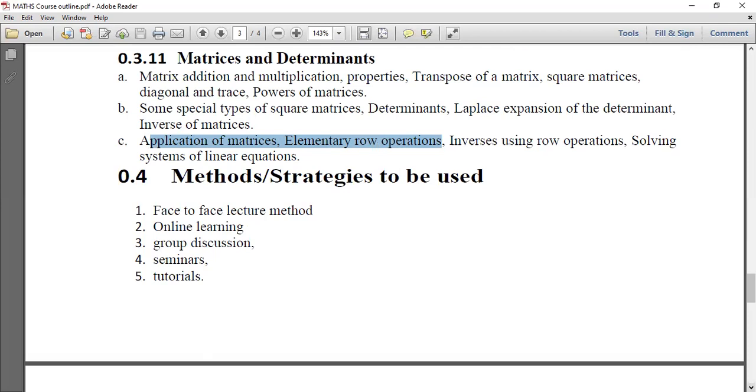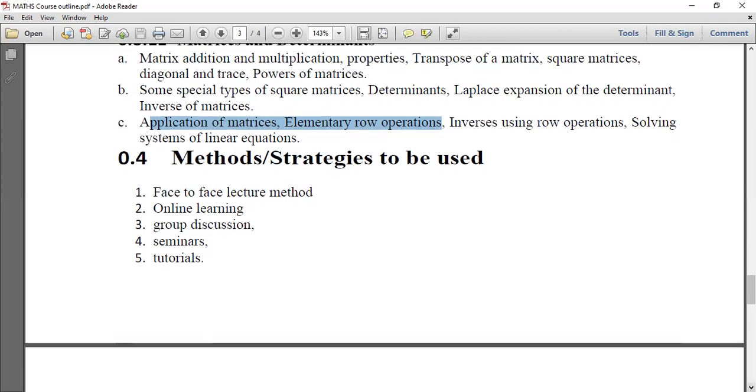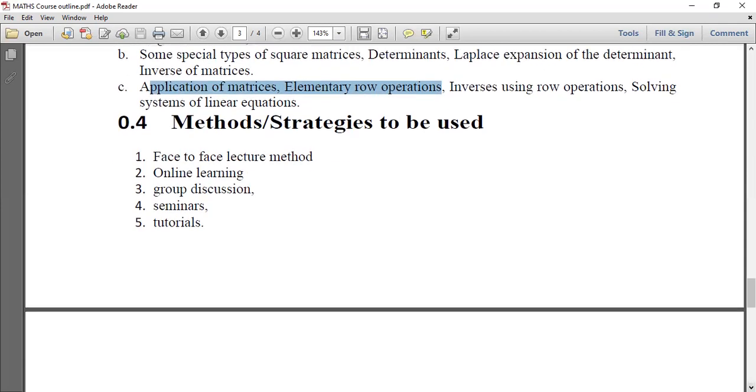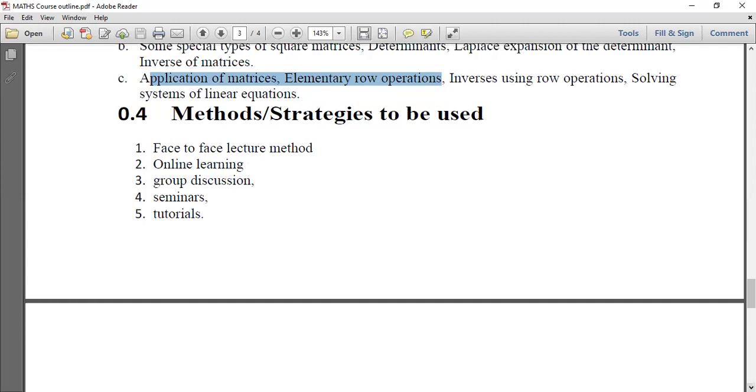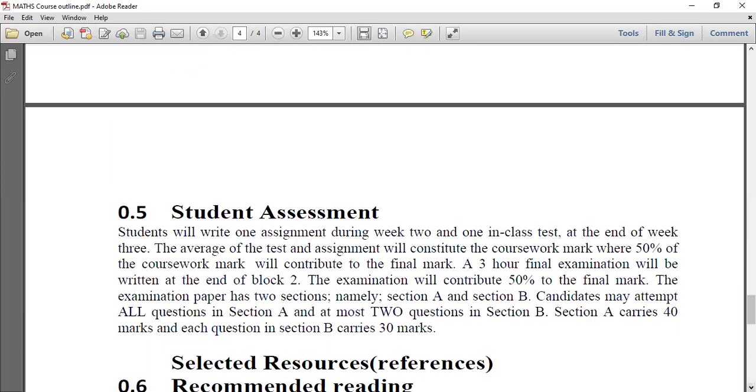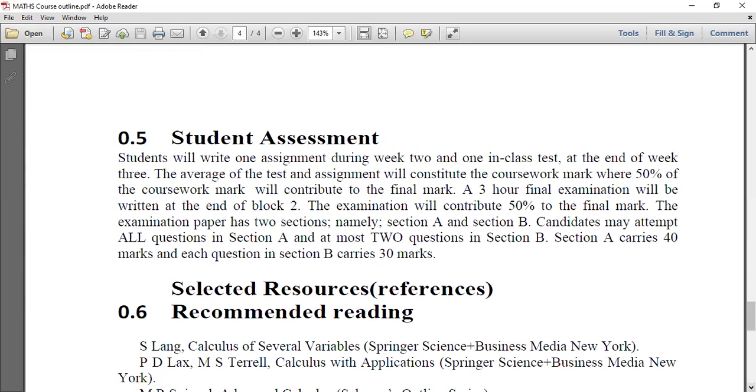Then the method, of course, for this group is going to be online. With the other group, we did face-to-face. We also did group discussions, seminars, and tutorials. Right. And how you'll be assessed. It's important to know that before we start the module.